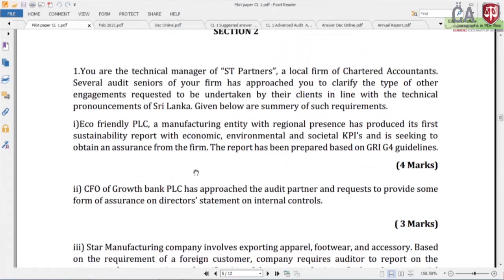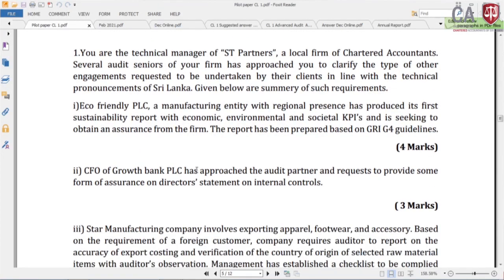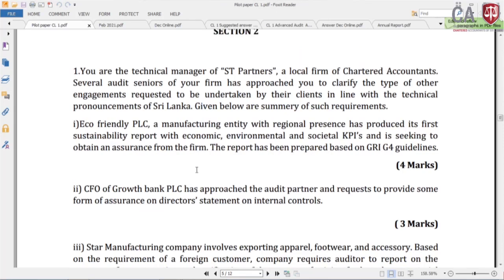See, this pilot paper question number 1, I'm going to discuss this question at the end. If you just read the first part, you are the technical manager of ST Partners, a local firm of chartered accountants. Several audit seniors of your firm have approached you to clarify the type of engagement requested to be undertaken by their clients in line with the technical pronouncements of Sri Lanka. Given below is a summary of such requirements.